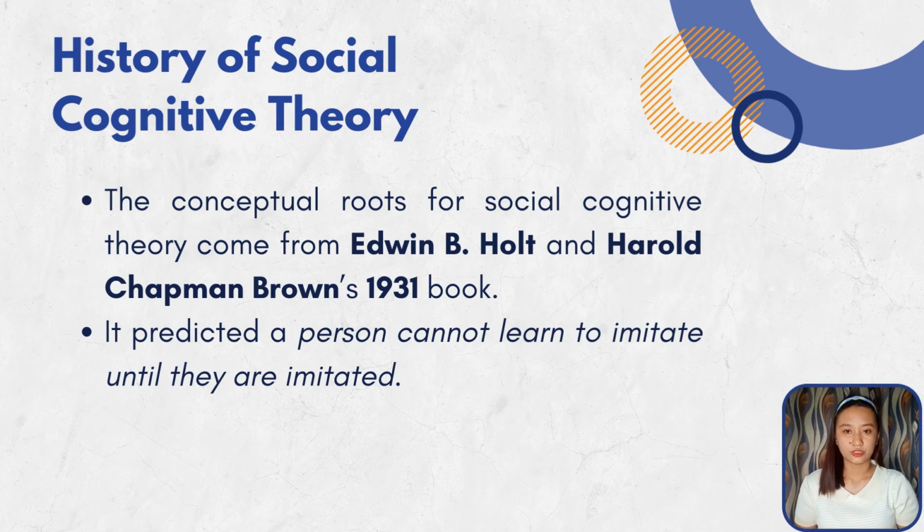The intellectual foundation of social cognitive theory came from Edwin B. Holt and Harold Chapman Brown's 1931 book, which theorizes that all animal behavior is based on satisfying the psychological demands of feeling, emotion, and desire. This theory's most prominent feature is that it predicted that a person cannot learn to imitate unless they are imitated.